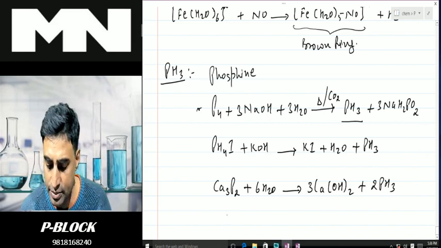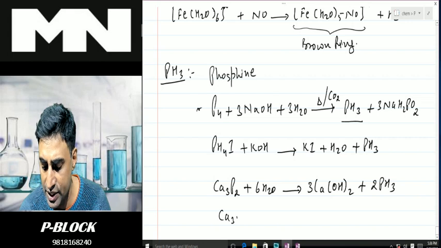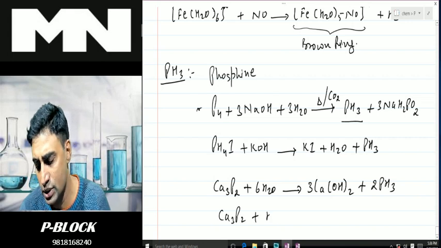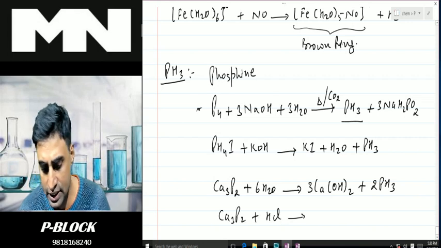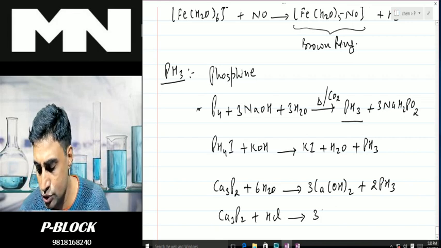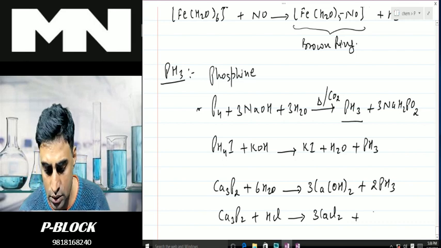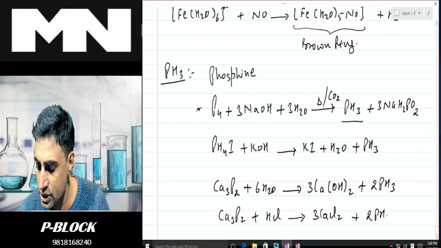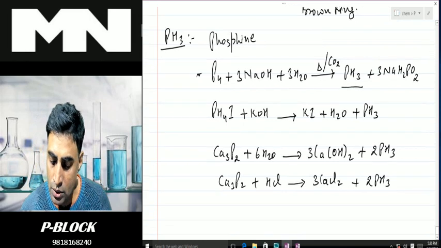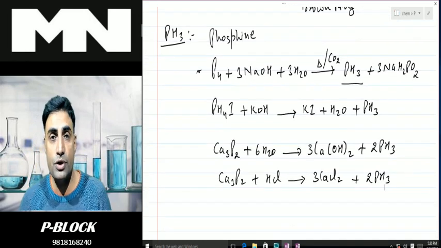Likewise, you can react the same compound, that is Ca3P2, with an acid also, like HCl. In that case, you will get 3 moles of CaCl2. This is the only difference, along with 2 moles of PH3, which you will get. This is the method of preparation of phosphine.